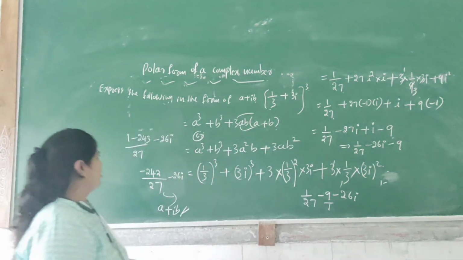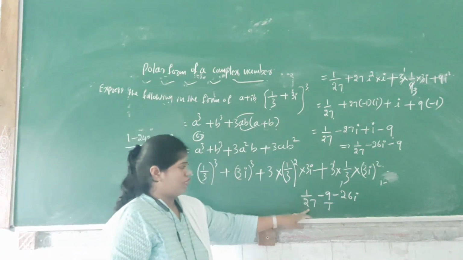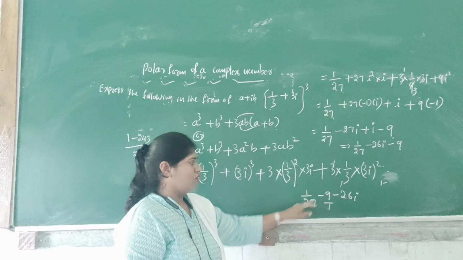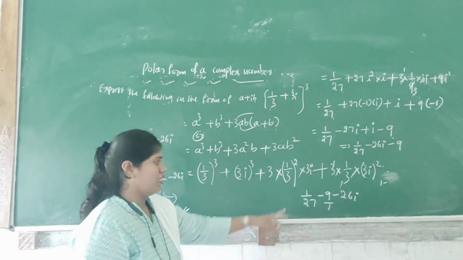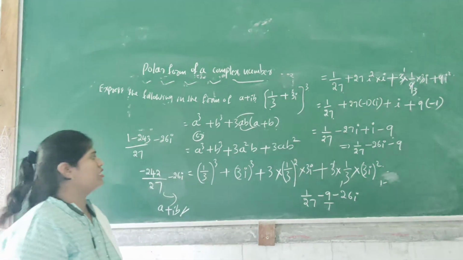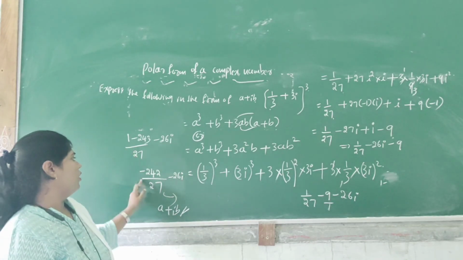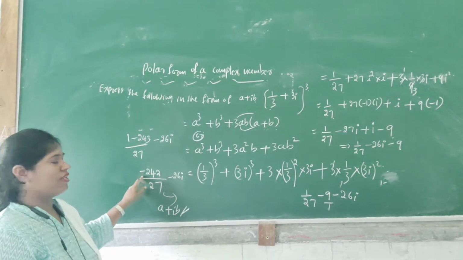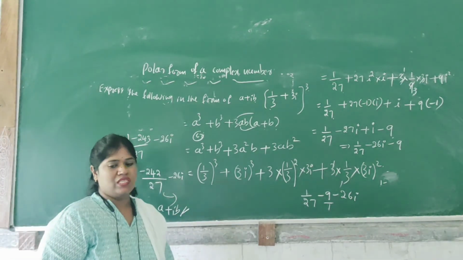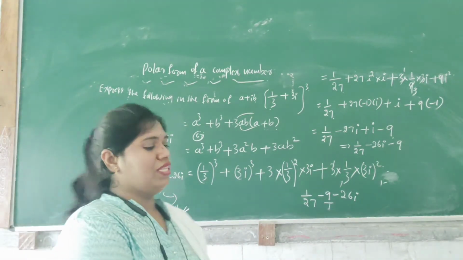So the real part we take: 1/27 minus 1/9. Cross multiply: 1 into 1 minus 27 into 9, 243, divided by 27. 1 minus 243 divided by 27 minus 26i. So minus 242, because the greater number is being subtracted: minus 242 divided by 27 minus 26i. It is in the form of a plus ib.